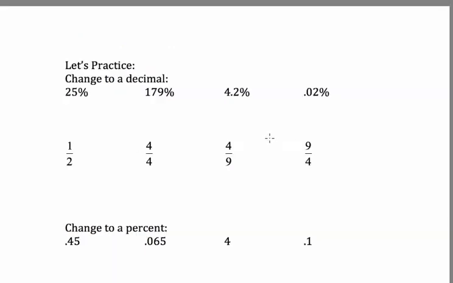So let's practice. Change from a percent to a decimal. One thing that you can do is make yourself a little note. To change to a decimal, you want to move your decimal place 2 places left. So to change from a percent to a decimal, 25%, right now the decimal point is right there. So if I go 2 spots to the left, it will be right there. 25% is the same thing as 0.25. 179%, right now the decimal point is right there. Move 2 to the left. 1.79.